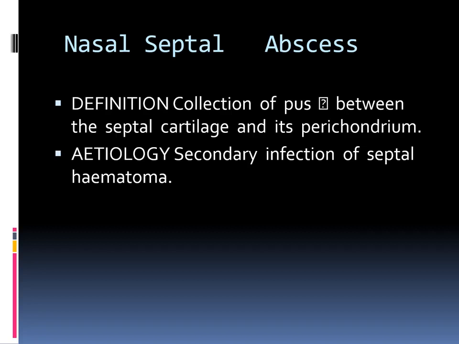Nasal septal abscess. Do you remember the septal hematoma? It's a bit close, but it gets infected. So it's a collection of pus between the septal cartilage and perichondrium. How is it caused? It's caused by secondary infection of the septal hematoma we talked about before in the same lecture.